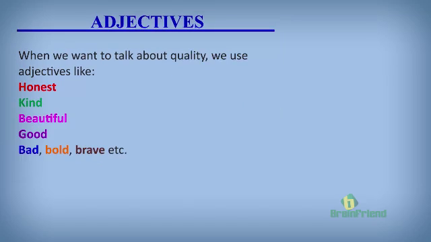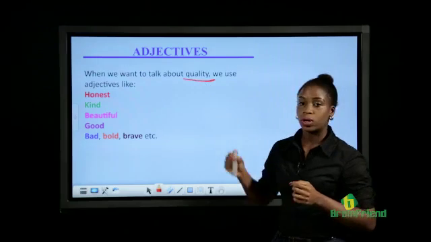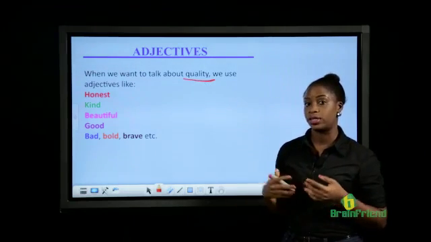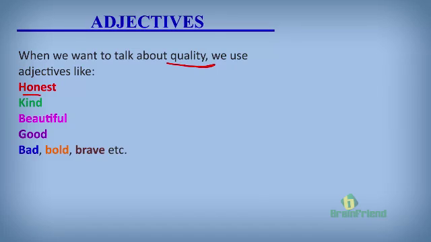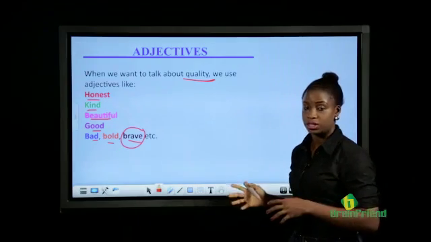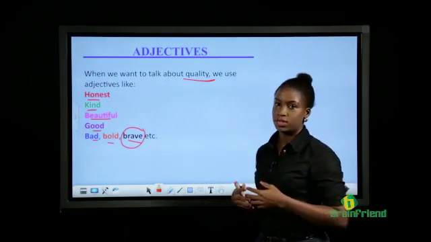We also have adjectives that we use to describe quality, the quality of a person or thing. Some of these adjectives include honest, kind, beautiful, good, bad, bold, or brave. You could say he is a brave man. The word brave has told you the kind of man he is. Bravery is a quality that the man possesses.